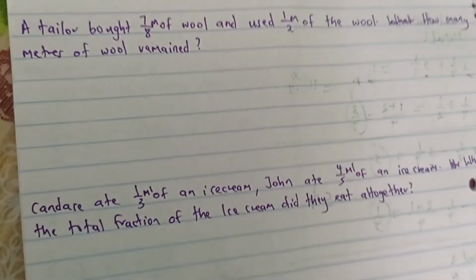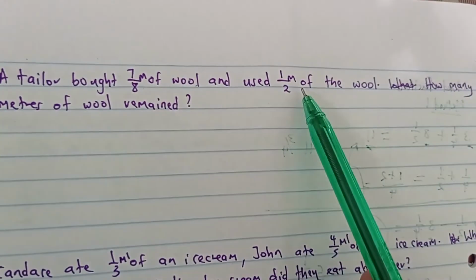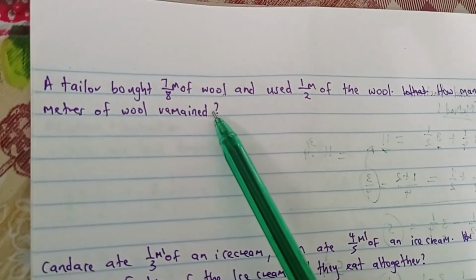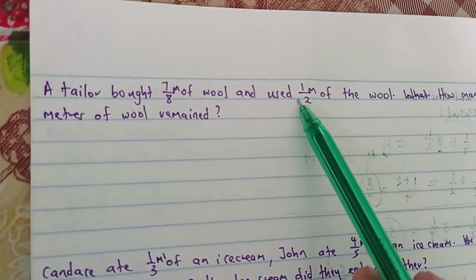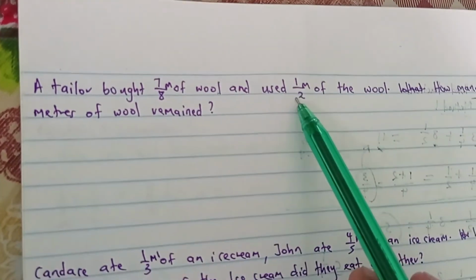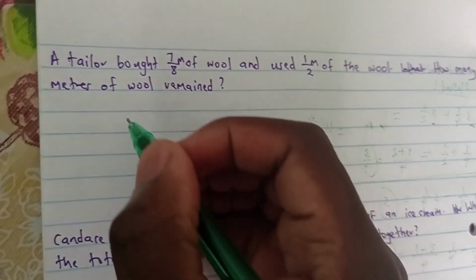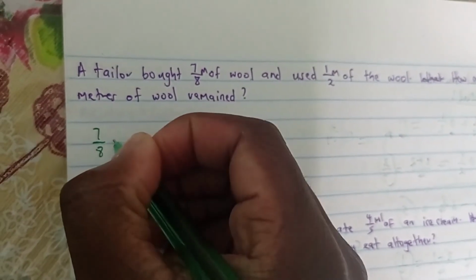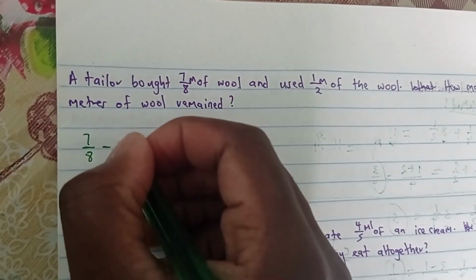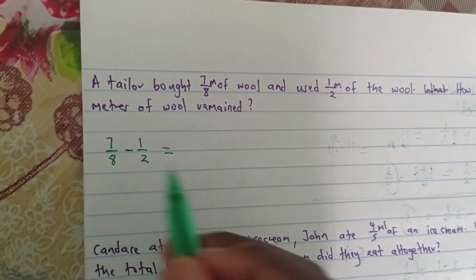So we have the first question. A tailor bought 7 over 8 meters of wool and used a half meter of the wool. How many meters of wool remained? Okay, it's not supposed to be a half of the wool. He used a half meter of wool and he bought 7 over 8 meters of wool. So what do you do? He bought 7 over 8 meters and he used 1 over 2 meter. So you subtract what was used and you get what remained.